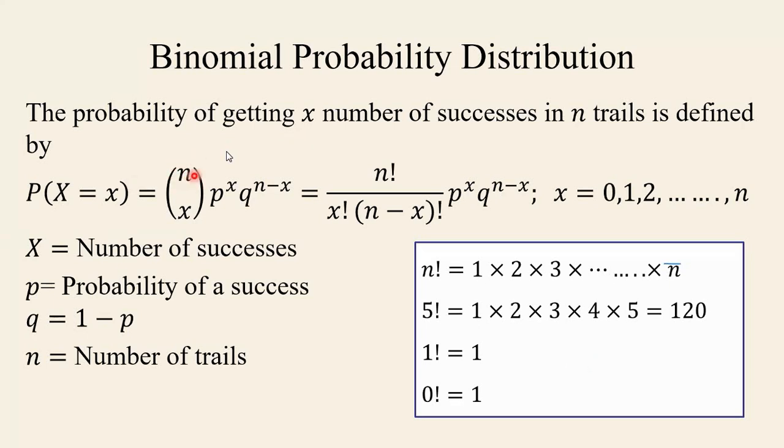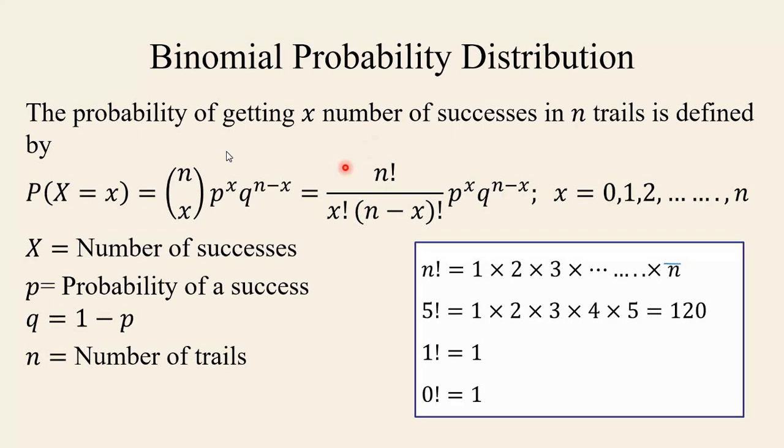So N combination X is calculated by this formula: N factorial divided by X factorial and then N minus X factorial. Here N is the number of trials, X is how many successes we want to get. Right? So what are the possible values for the random variable, these X values? Because we are repeating the experiment N times, the possible values are 0, 1, 2 up to N.